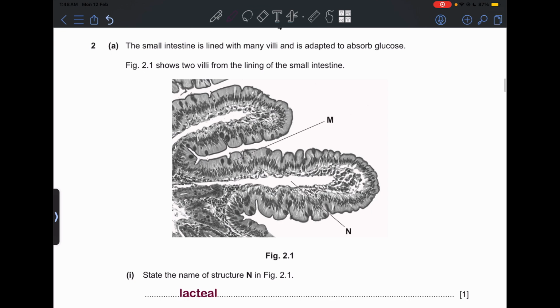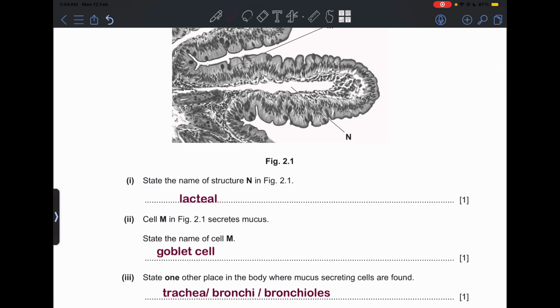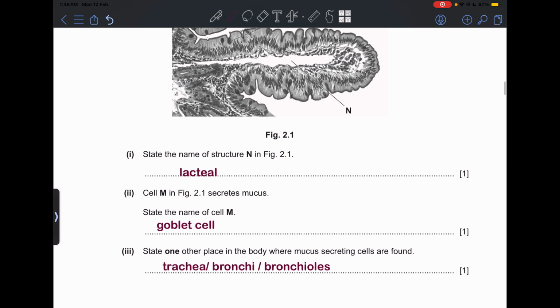2 says the small intestine is lined with many villi and is adapted to absorb glucose. Figure 2.1 shows two villi from the lining of the small intestine. State the name of structure N in figure 2.1. This is the lacteal. Cell M in figure 2.1 secretes mucus. State the name of cell M. This is the goblet cell. Anything that secretes mucus is automatically a goblet cell.